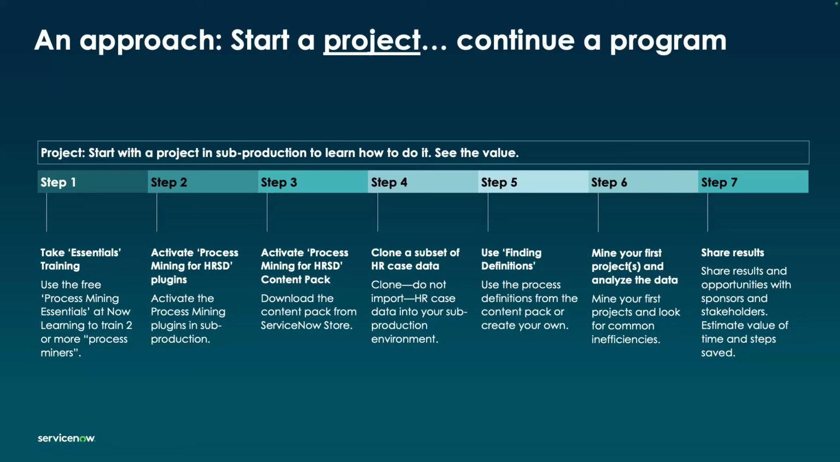Maybe there's something happening that we didn't expect. Things are getting stuck in an approval in one region, but are being approved quickly in another. So maybe that's an automation opportunity. Maybe certain case agents don't really understand how to work a case.